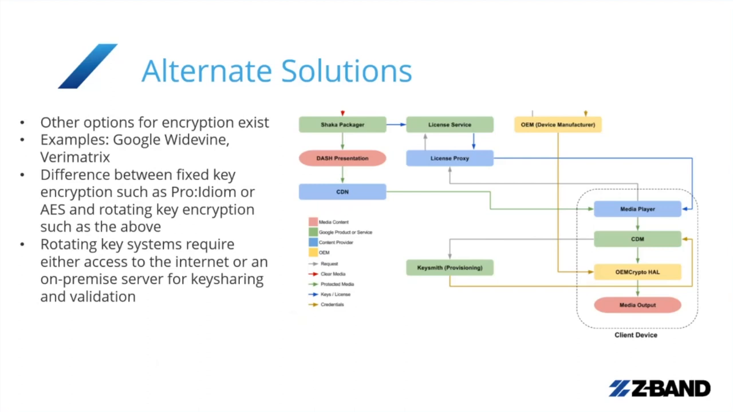And the big thing that's a differentiation between Google Widevine, Verimatrix, and those types of full edge-to-edge DRM technologies versus your Proidium and your AES is this is a rotating key.